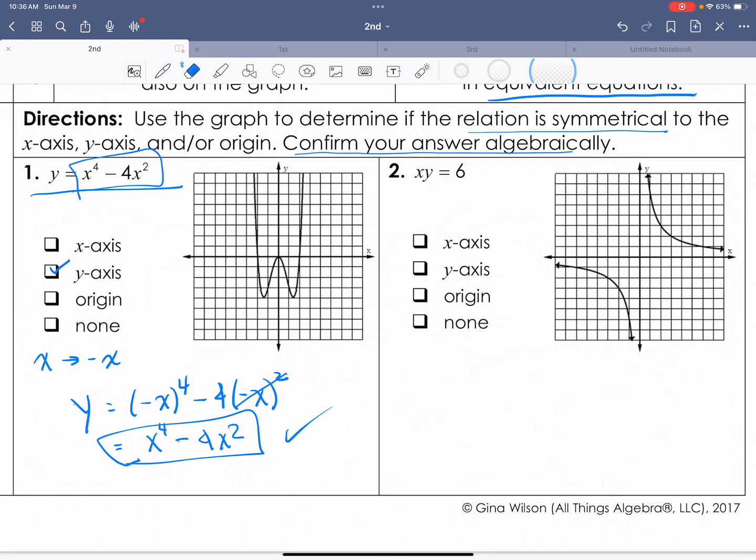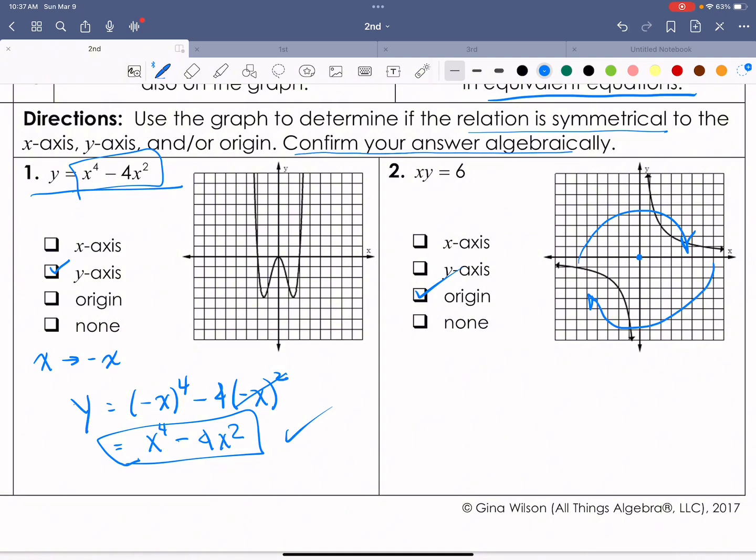Now for number 2. I see that it is not symmetrical along the line of x or y, but I do notice that if I took the point at the origin and rotated this 180 degrees, it would make identical graphs. So it's going to be symmetrical about the origin.